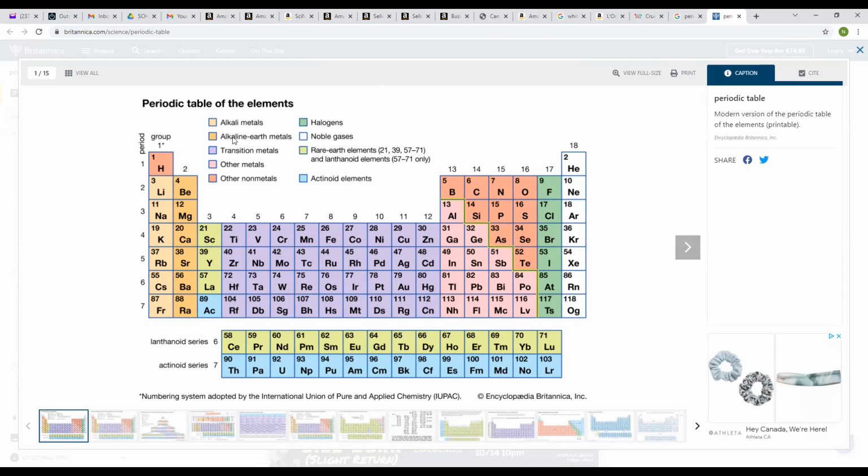Group 2 are called the alkaline earth metals here. All right. And then groups 3 to 16, they don't have any special names associated with them. How about group 17 here, group 7A? What are they called? They are called halogens. Yes, exactly, they're the halogens.